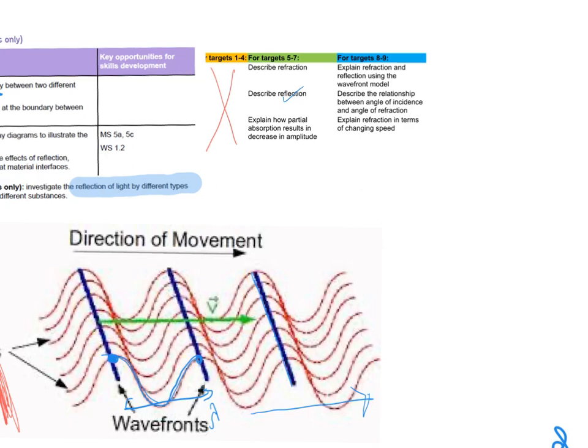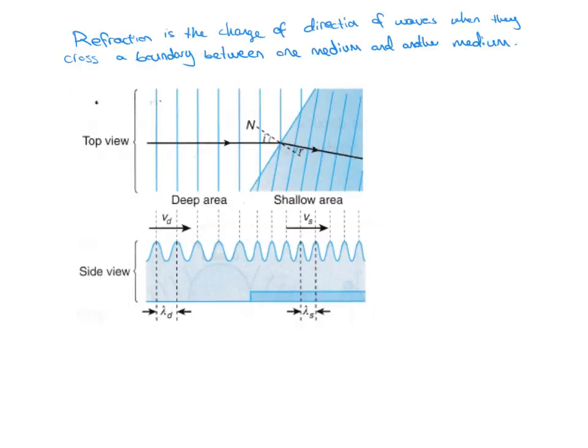And we spoke about how partial absorption results in reduced amplitude, because some of the energy of the wave is absorbed by the actual material particles or molecules or atoms. And we will describe refraction now. So let's start with what refraction is. Refraction is a change of direction of waves when they cross a boundary between one medium and another medium.